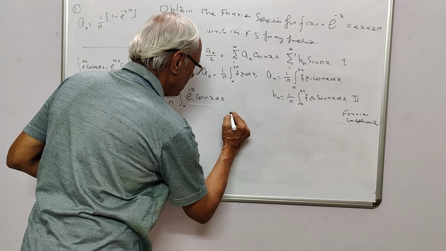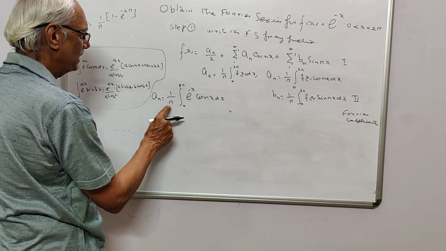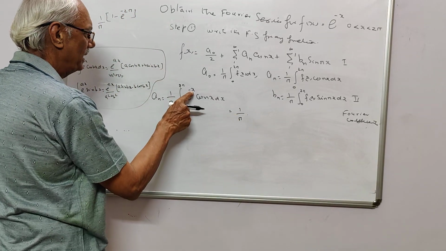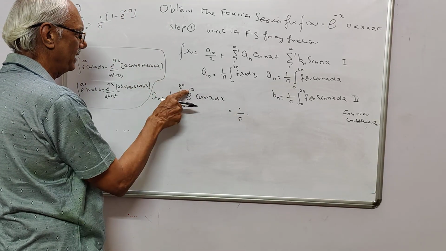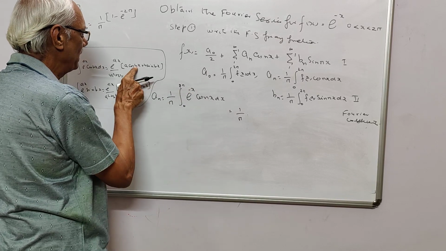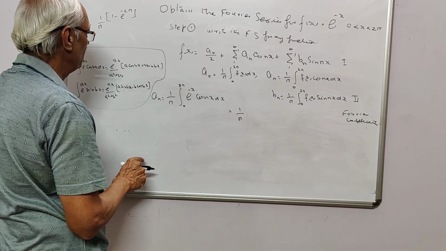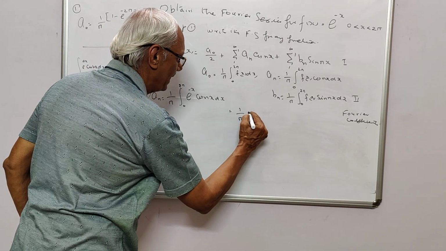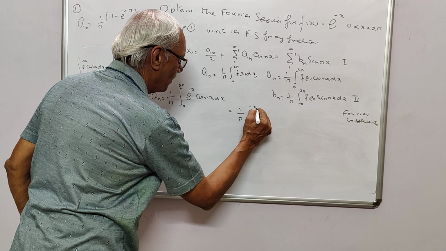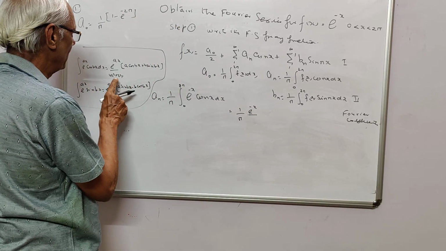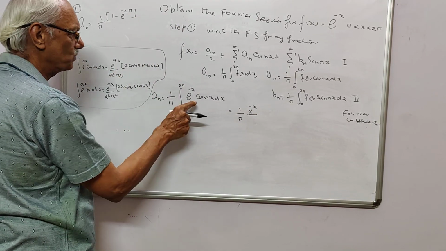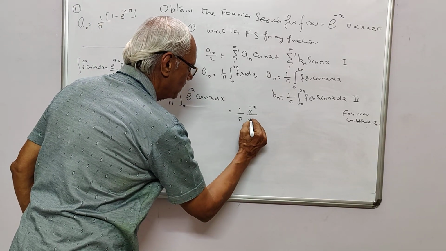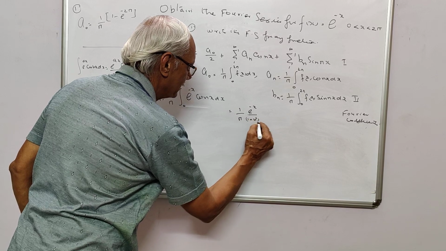So this is equal to 1 by pi into, in the place of a you have got minus 1, and in the place of b you have got n. So what will you write here? It is e to the power of ax, so e to the power of minus x, divided by a squared plus b squared. A squared is minus 1 squared, plus n squared, that is 1 squared plus n squared.